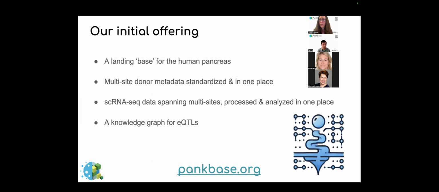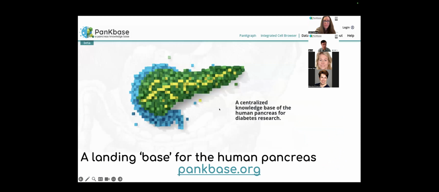Here are the major features that we're currently offering. I'm going to walk you through those one by one. First, we have a landing base for the human pancreas. We have multi-site donor metadata that's been standardized and put into one place. We have single-cell RNA-seq data that's acquired from multiple sites that's been processed and analyzed, harmonized in a standardized way, and put again into a single place. And finally, a knowledge graph for eQTLs in the human pancreas.